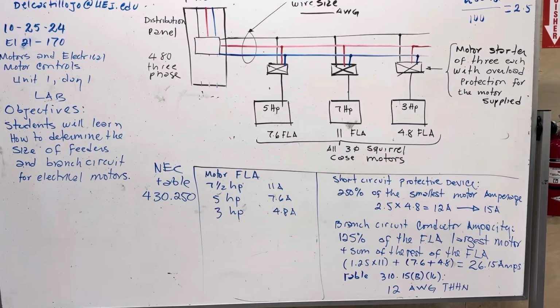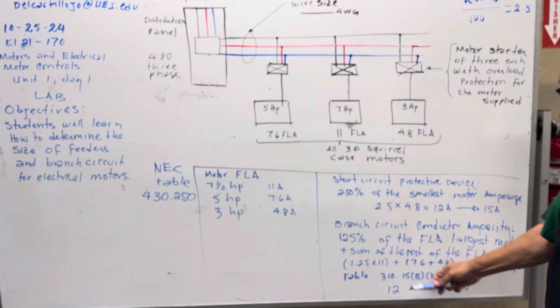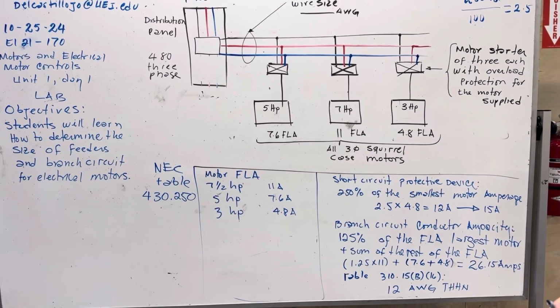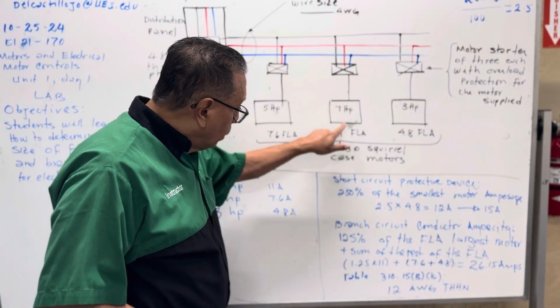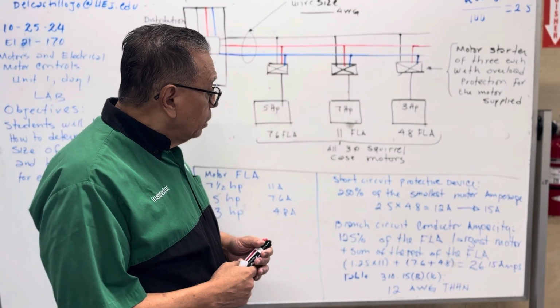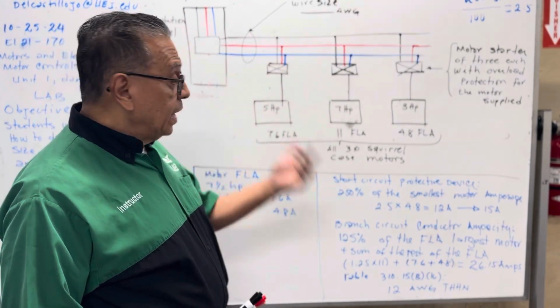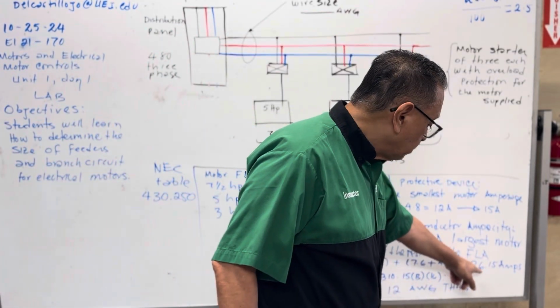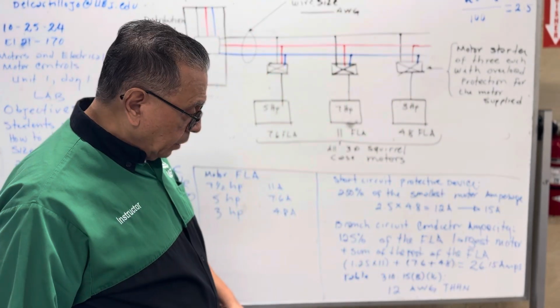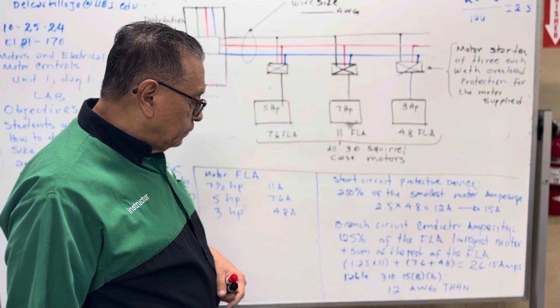Then the branch circuit conductor ampacity is 125% of the full load ampacity of the largest motor, then I add the other motors. In this case, my largest one is 11. So I multiply this by 1.25 and add the other two, for a total of 26.15 amps.